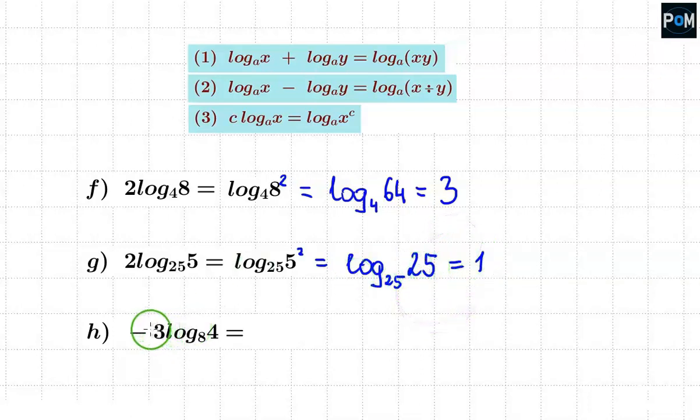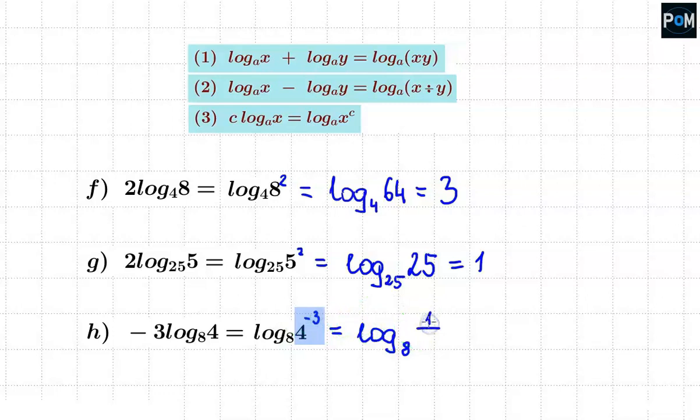In example H, we have a number at the front again. It is a negative number 3. As a result, we get the log base 8 of 4, but raised to the power we had here at the front. That is 4 raised to the power of negative 3. We rewrite the log base 8 and raise 4 to the power of negative 3. If there is a negative exponent, then a fraction must appear here.